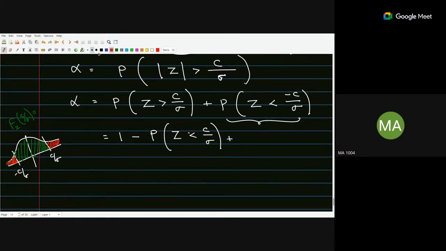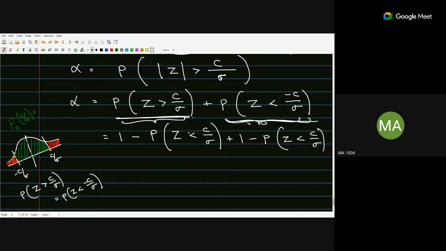So what I mean is probability that z greater than c by sigma is actually equal to probability that z less than minus c by sigma. Okay, so what I mean is this probability and this probability are same. So you can see from the graph it will be symmetric. So in place of writing, this thing I have written like this, so I can write the same thing again for this also. Write 1 minus p z less than c by sigma for this also, because these two are equal, the red regions are equal. If red regions are equal, this is equal to this, and both the terms can be written like this, 1 minus p.